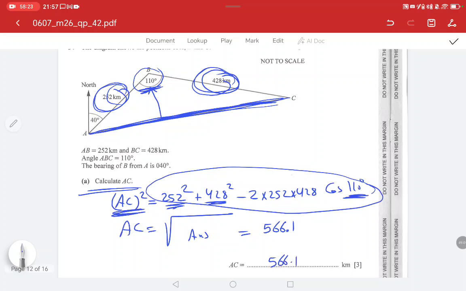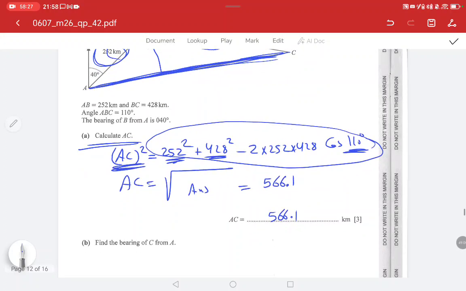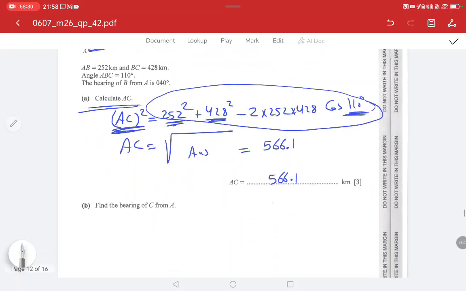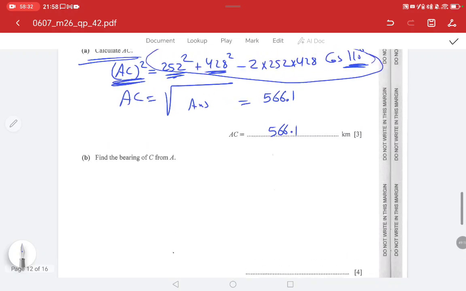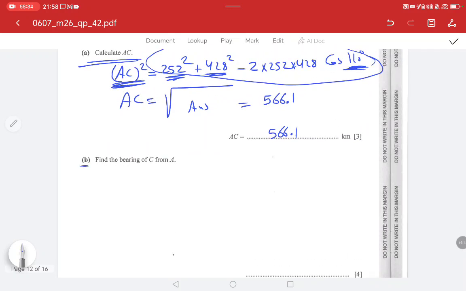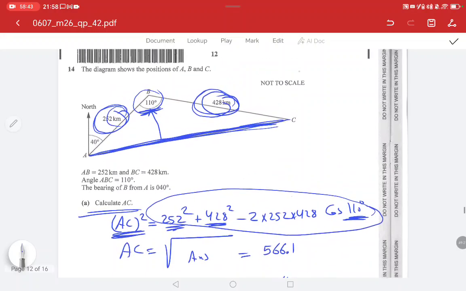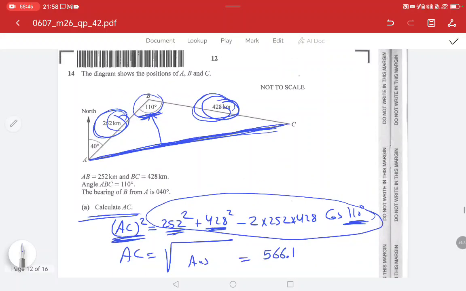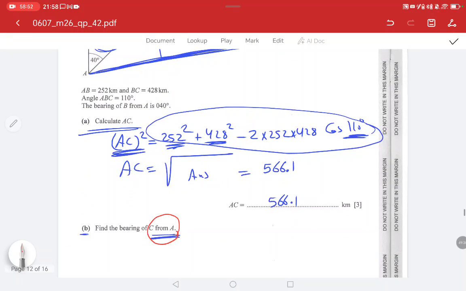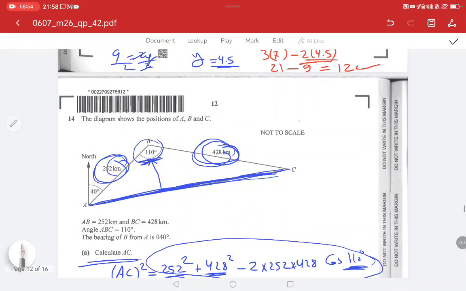Next step, you may use this one. Find the bearing of C from A. Okay, let's look. They said find the bearing of C from A. So we have to go to A. Where is A? Usually in this type of question, you say from A. So you have to go to A.